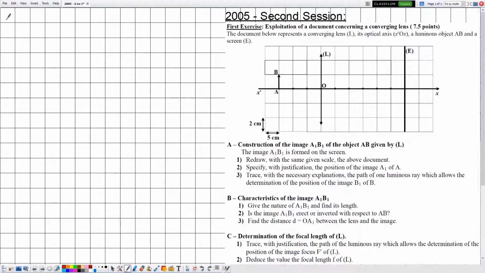So part A, construction of the image A1B1 of the object AB given by L. So the image A1B1 is formed on the screen. Number 1. They are telling me to redraw with the same given scale the above document.